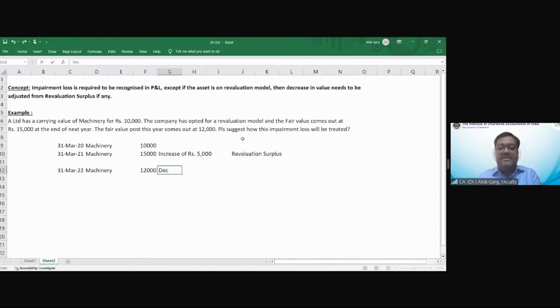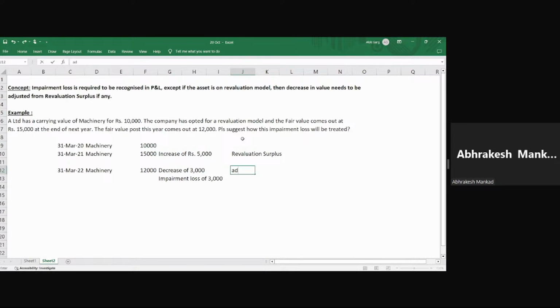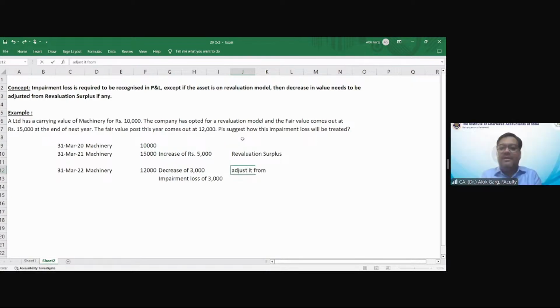Where will this decrease of 3,000 go? This 3,000 decrease is an impairment loss. Where will it go? There is an impairment loss of 3,000. Revaluation reserve debit. Adjust it from the revaluation reserve, the revaluation surplus. Correct? Adjust it from revaluation surplus.